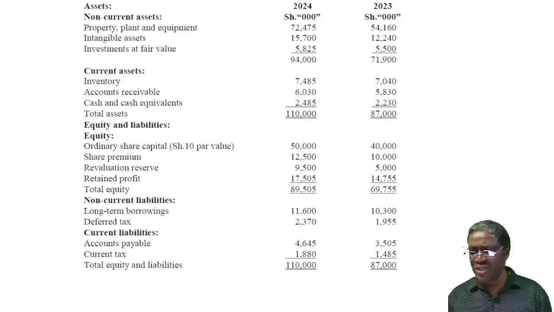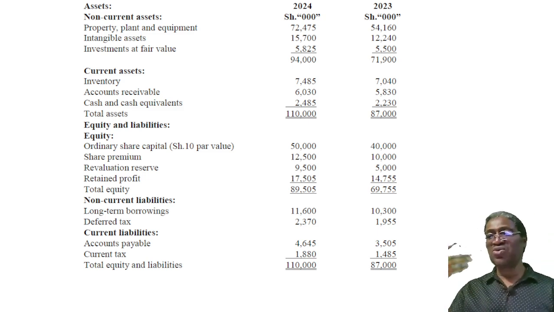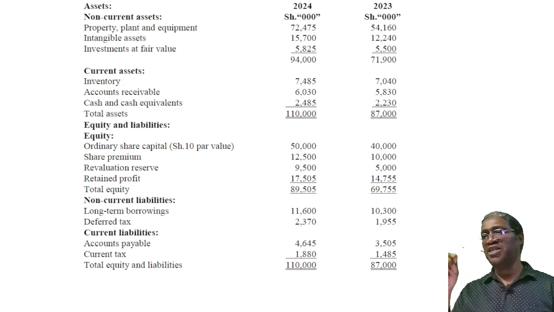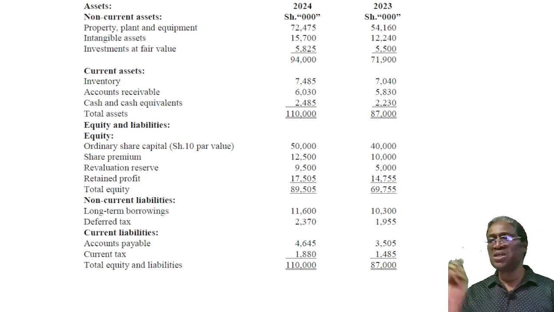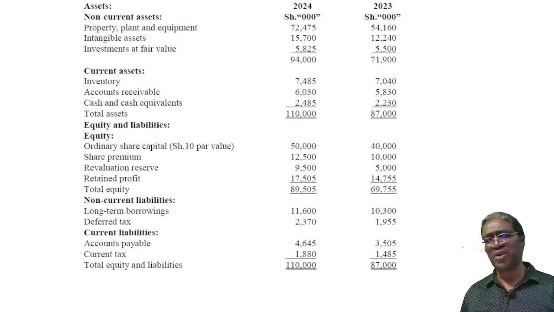Do I need to put down the account? No. You can still work it out as you are doing the question. Just take a calculator. You say 7485 minus 7040 is an increase of whatever. So that is enough for that. I don't have to open the account.